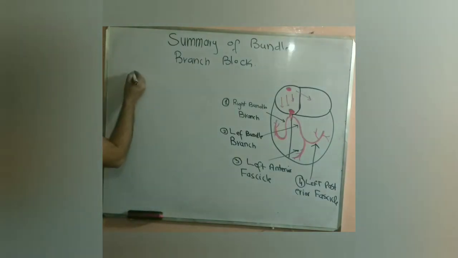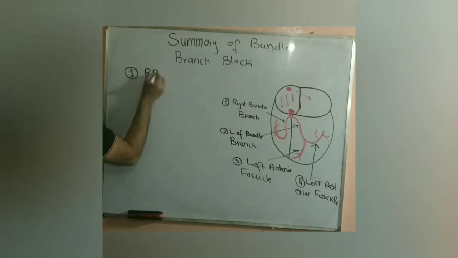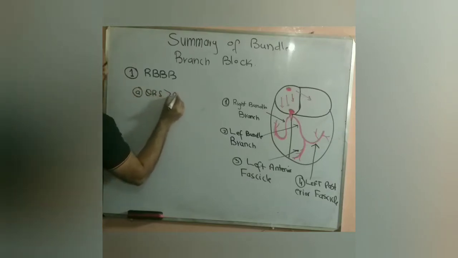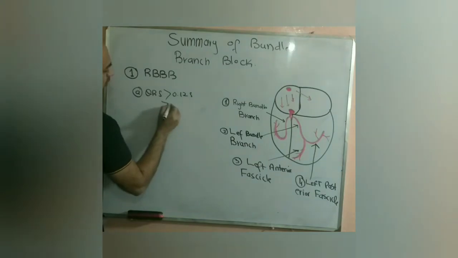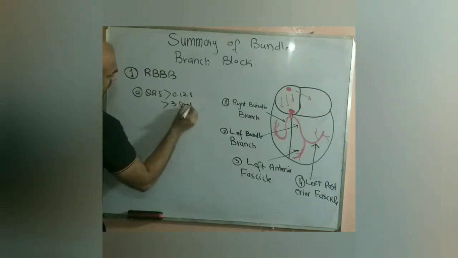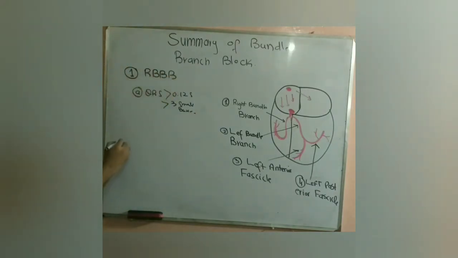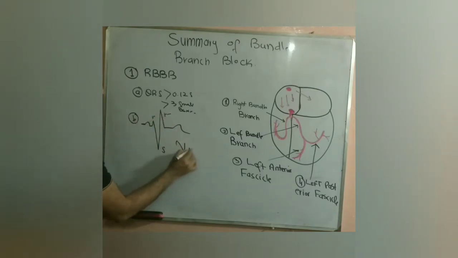For example, in case of the right bundle branch block, first there should be a QRS complex broader than 0.12 second or broader than 3 small boxes. This is the first condition of the right bundle branch block. And second, there should be an RSR pattern in lead V1. This is R, this is S, this is R prime. We also call it rabbit ear pattern.